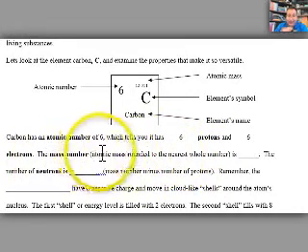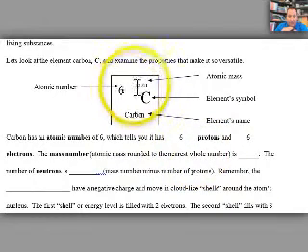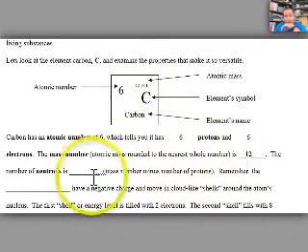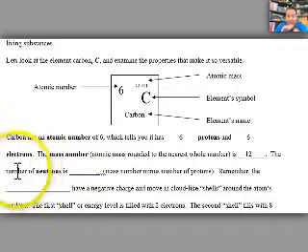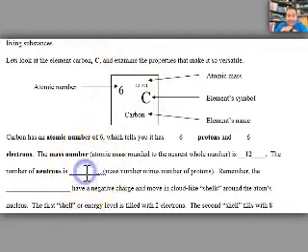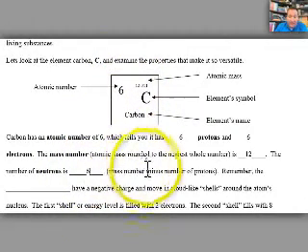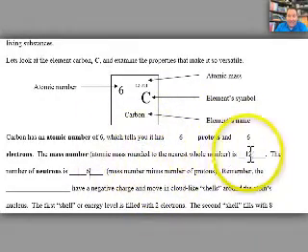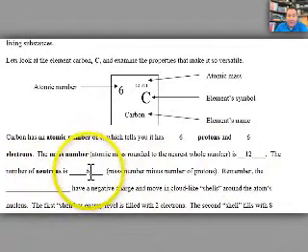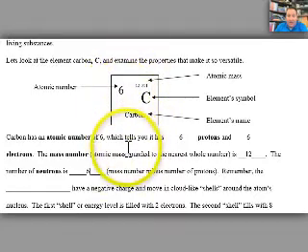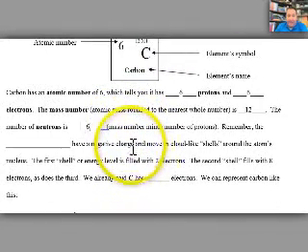The mass number is the atomic mass rounded to the nearest whole number, so it's going to be 12. The number of neutrons is the mass number minus the number of protons. I take 12 minus 6, and that gives me 6 neutrons. So carbon has 6 protons, 6 electrons, a mass number of 12, and 6 neutrons. On your test and your quiz, you're going to have to be able to do that.